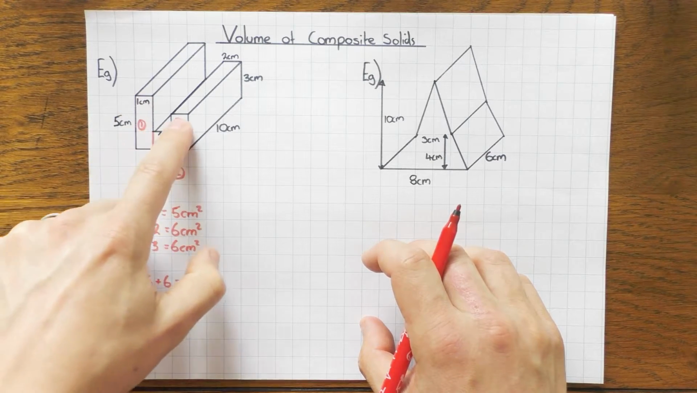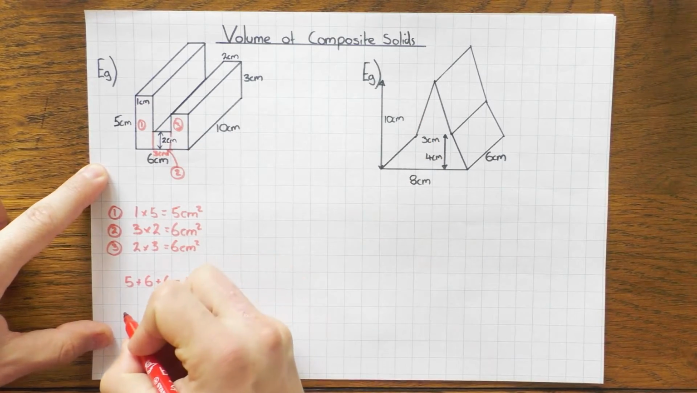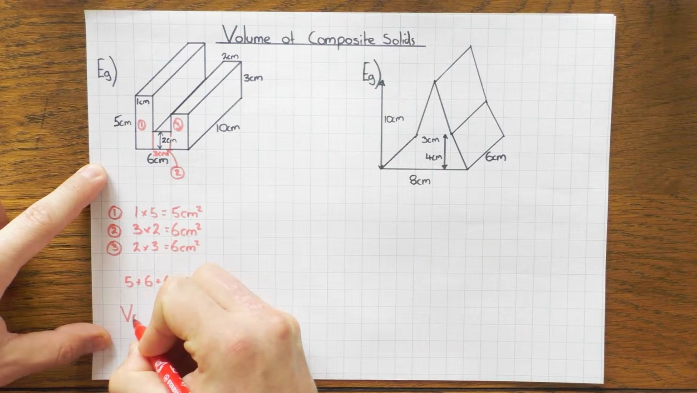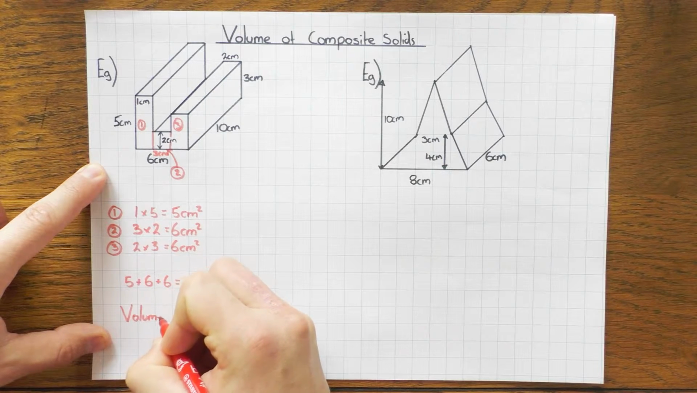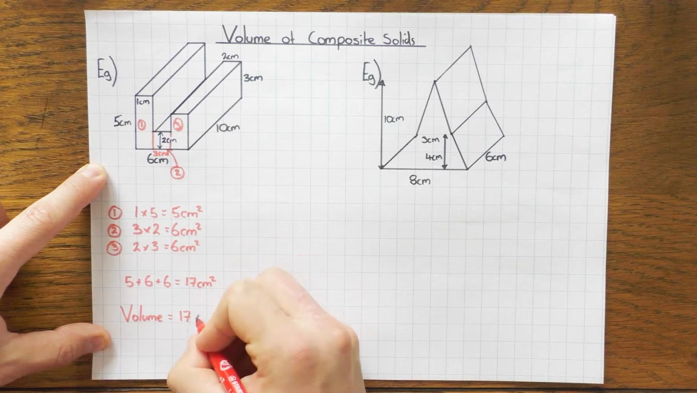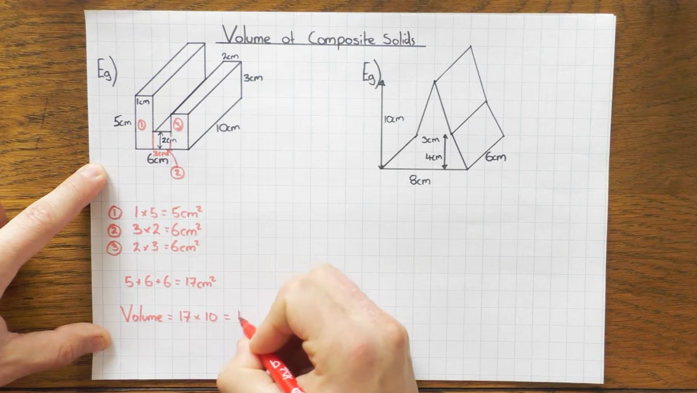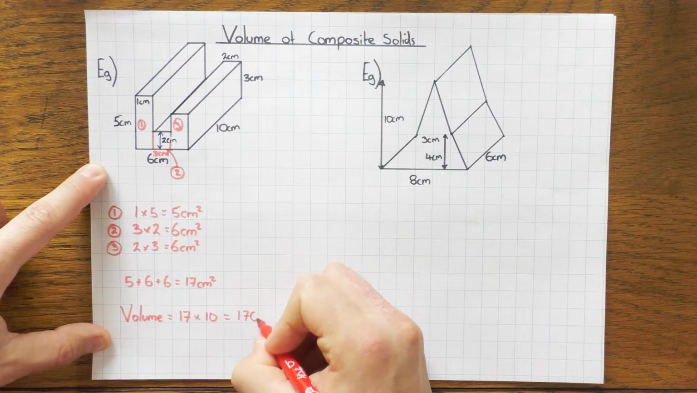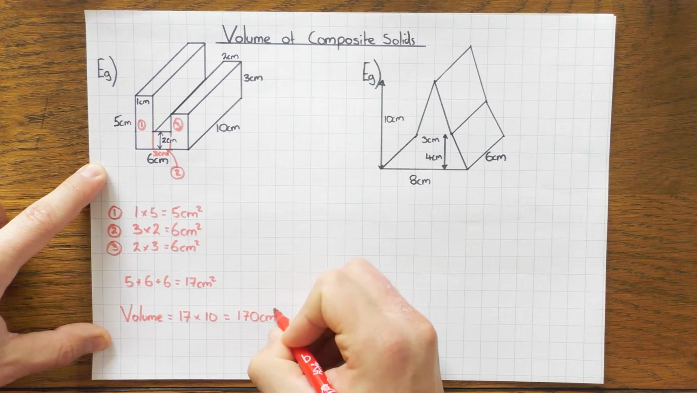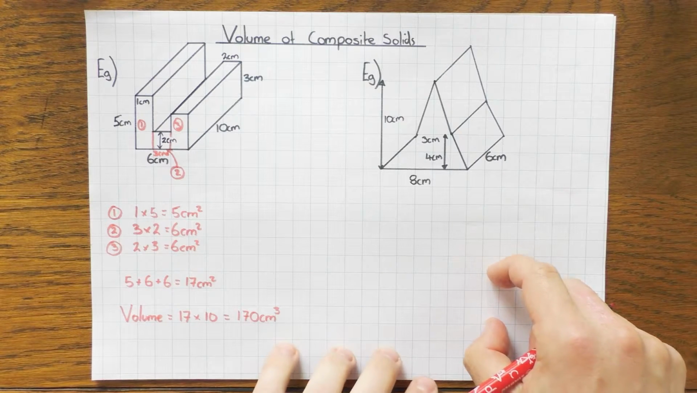Once you know the area of the cross section, we just times it by the length. In this case, the length is 10. So to finish it off, the volume would equal 17, which is the area of the cross section, times by the length, which is 10, so it's going to be 170 centimetres. Remember, it's volume, so cubed. Okay, that's the first one.